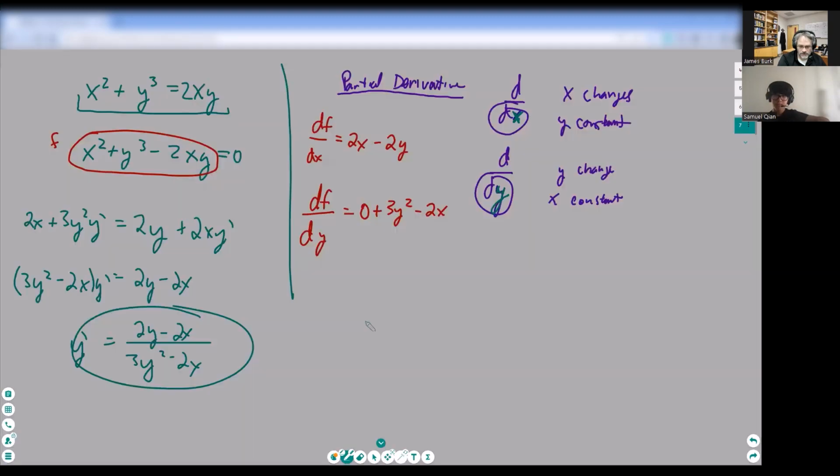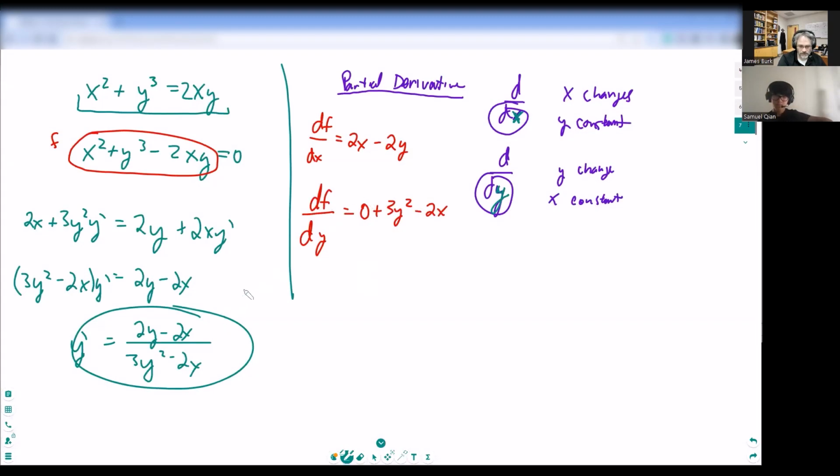Now, Sam, I want you to just look at this for a second. What do you see? It's just the d dx over d dy. Pretty close, isn't it? Almost negative d dx over d dy. Negative. That's it right there. So I'm going to call this f sub x, and this f sub y. This is how you can very, very quickly find the y prime implicitly.